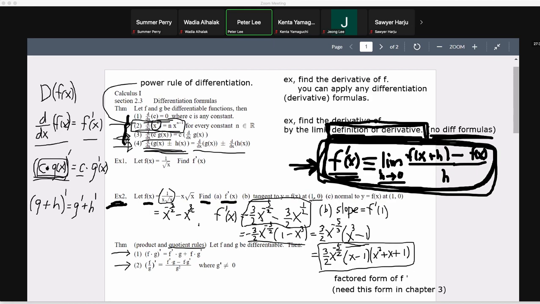By the way, is that point (1, 0) on the curve? Is that point on the curve?